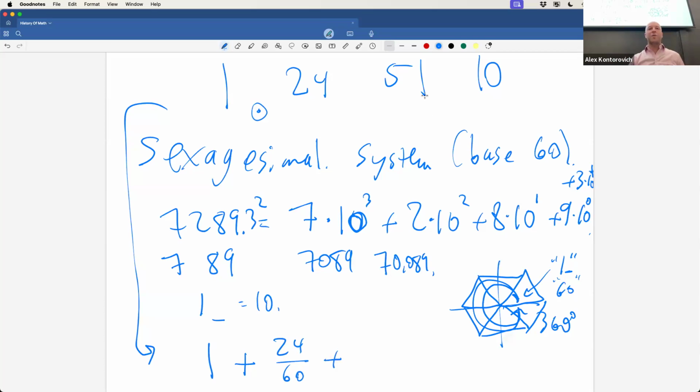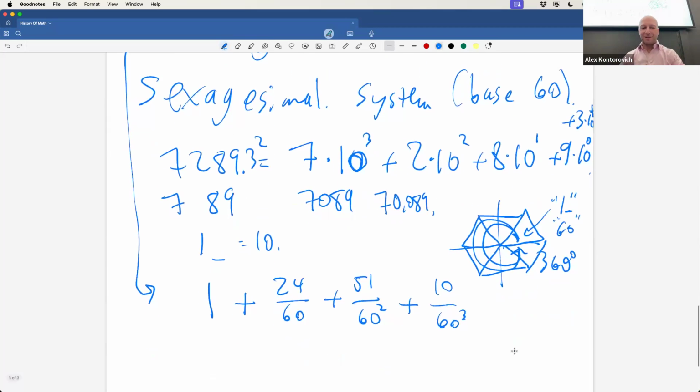Then what would that 51 mean? Over 60 squared, because that's the next place, sexagesimal place after the sexagesimal point. It's hard to say all these things. What would that 10 mean? 10 out of 60 cubed.